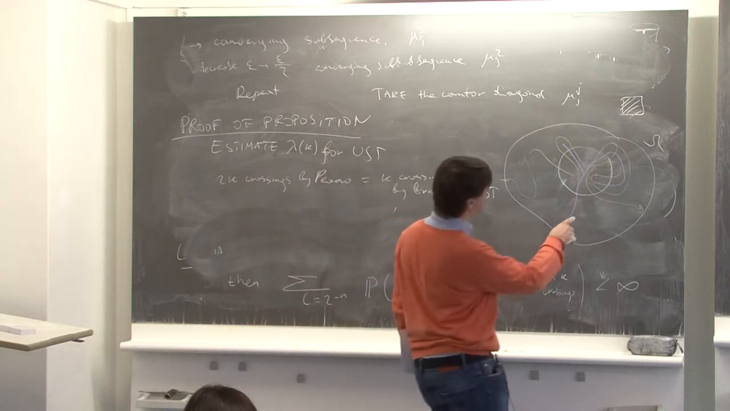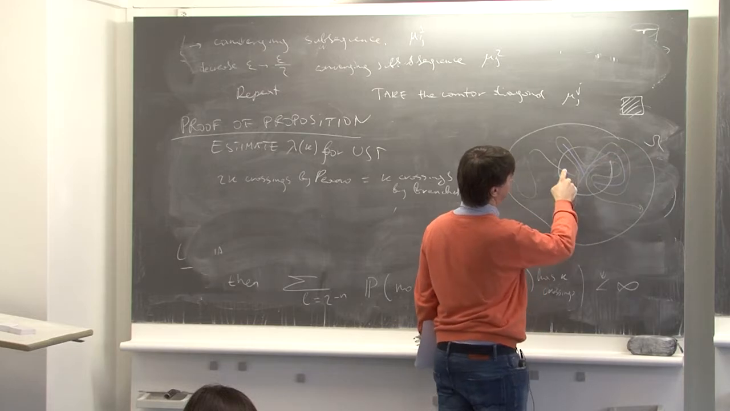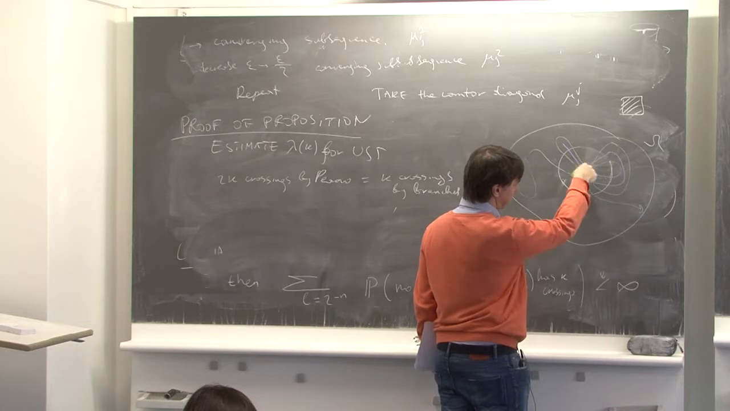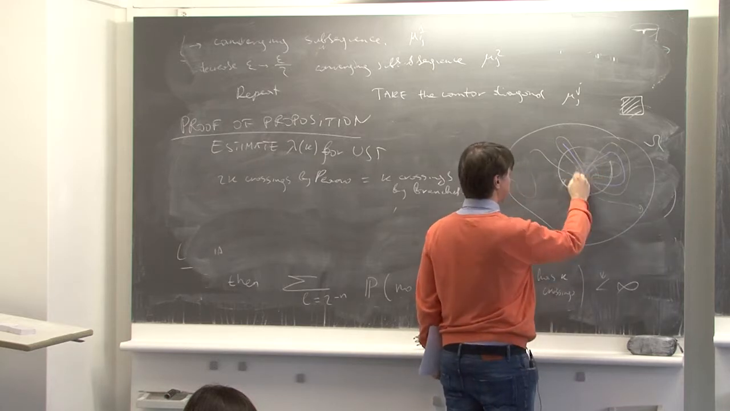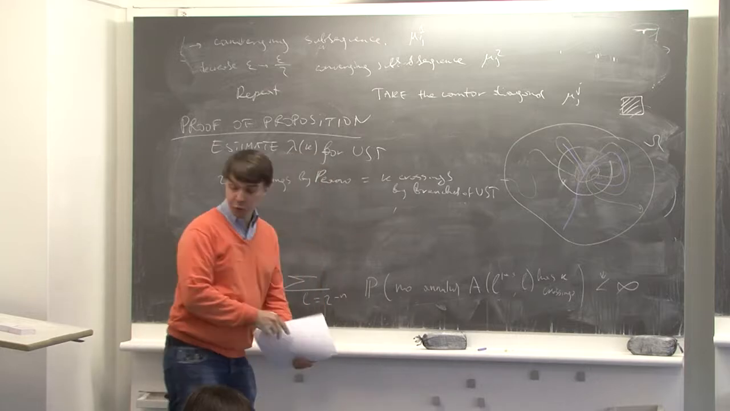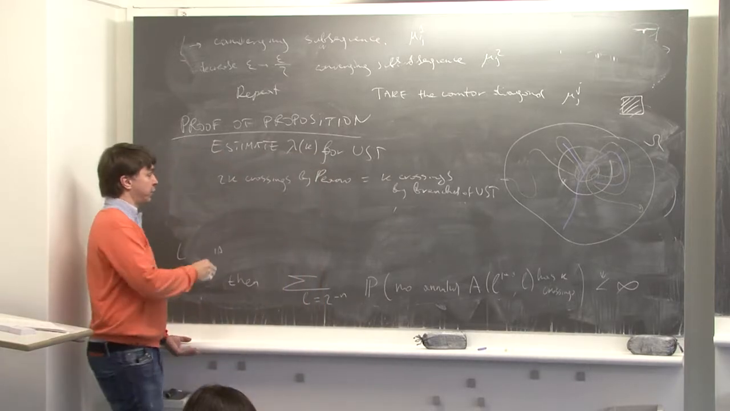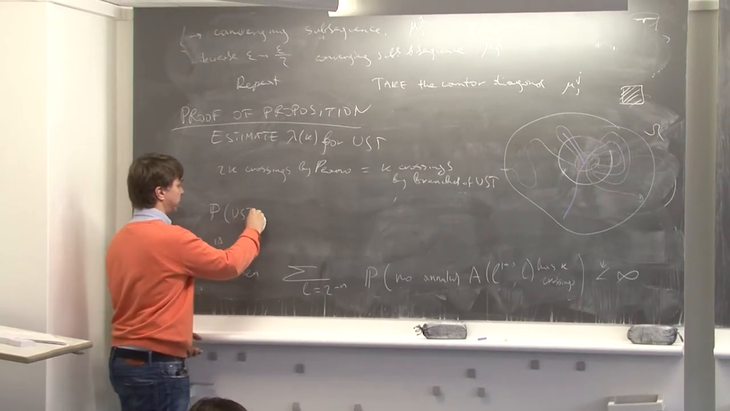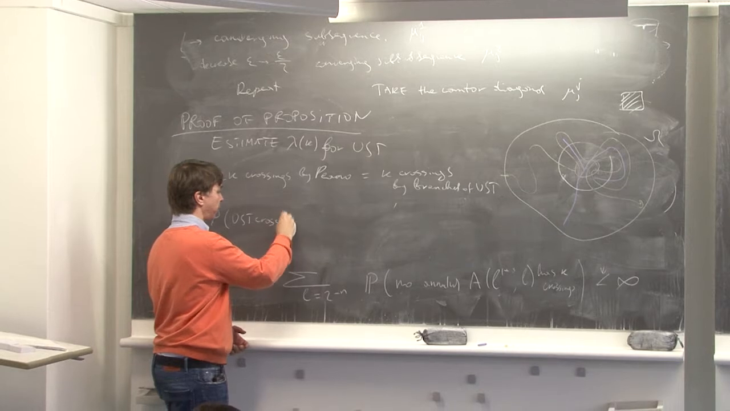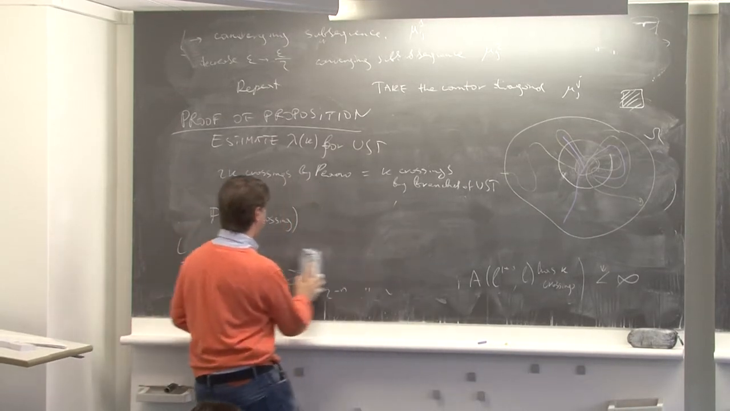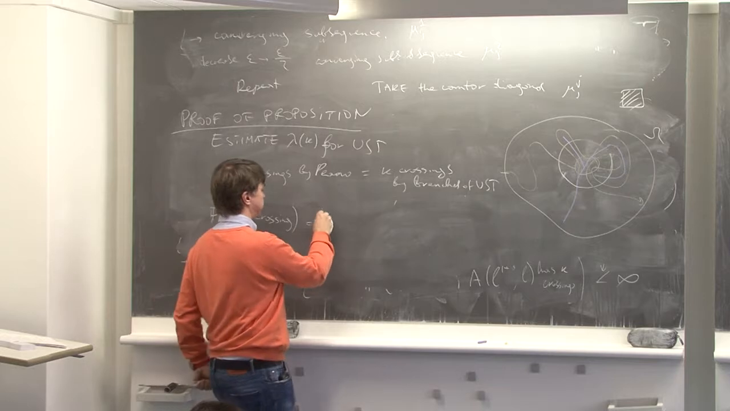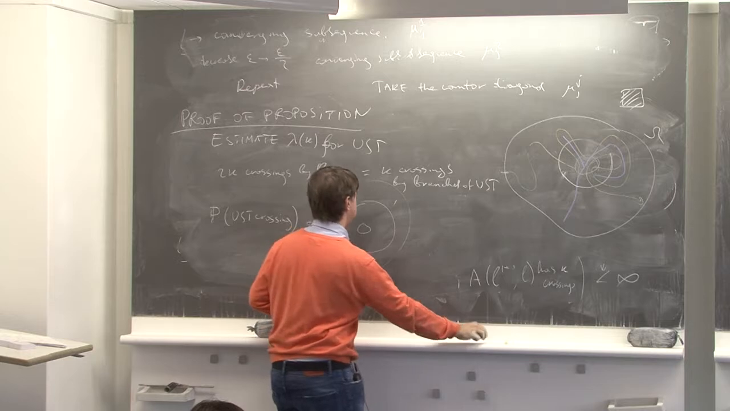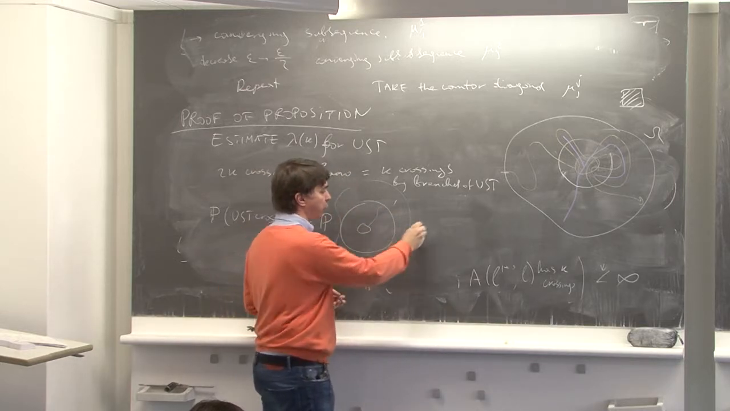So here, for example, in this picture, we have 1, 2, 3, 4, 5, 6, 7, 8 crossings by Peano and 4 crossings by uniform spanning tree. Now, how to evaluate the probability of UST crossing? It's the probability that UST in a bigger domain will have this thing. So you can bound it.